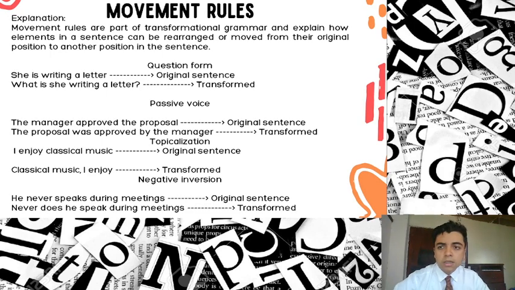Movement rules. Explanation: movement rules are part of transformational grammar and explain how elements in a sentence can be rearranged or moved from their original position to another position in the sentence. Question form. Original sentence: she is writing a letter. Transformed to a question form: what is she writing?